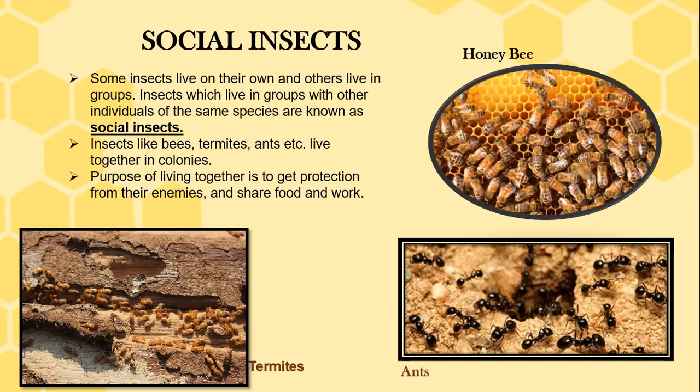Now, the purpose of living together: what is the reason these social insects live together? Why do they live together and not separately? The reason is that living together is to get protection from their enemies, so that no enemy can attack them. So the purpose of living together is to get protection from their enemies, and to share food and work. Clear? Okay, now let us move to the next part.